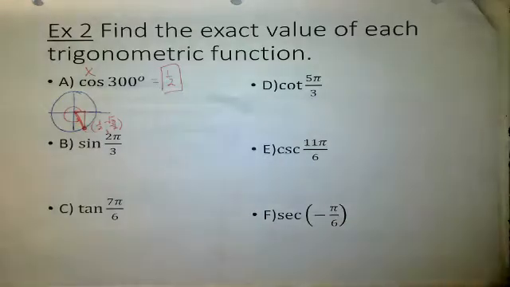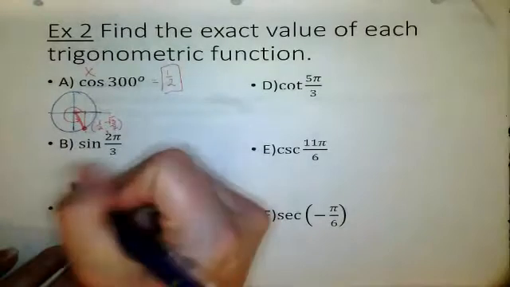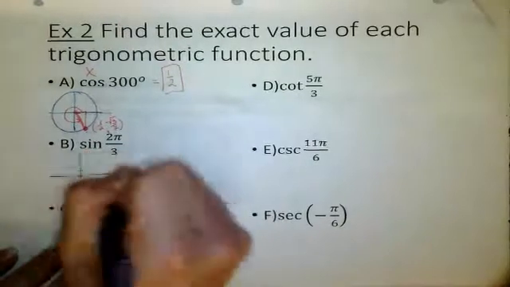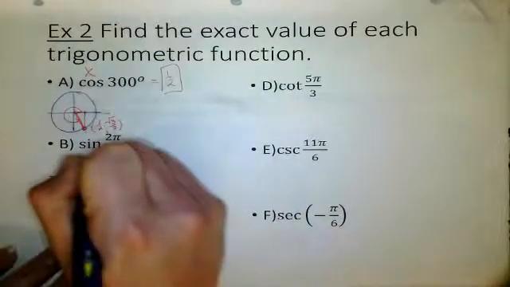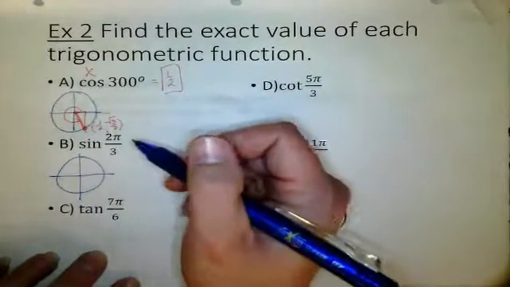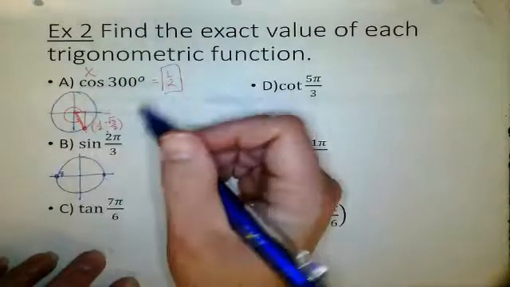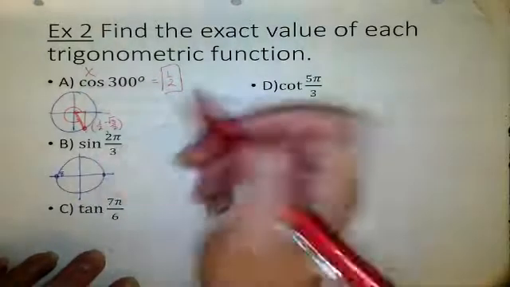Okay. 2 pi over 3. So I'm going to draw this angle. I'm going to draw 2 pi over 3. So I'm going to ask you, where's pi? All right, so there's pi. So what do I need to cut pi into?